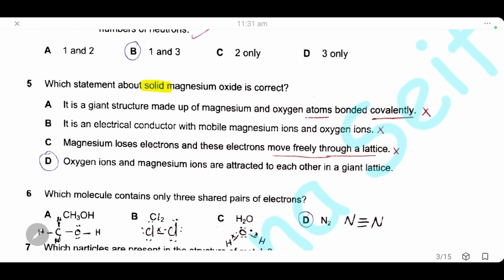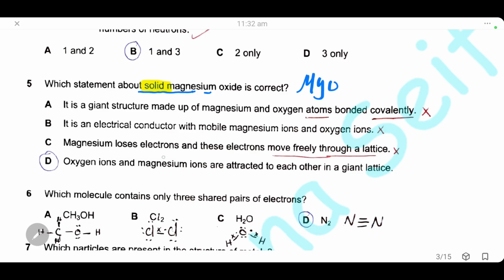Question 5. Which statement about solid magnesium oxide is correct? A. It's a giant structure made of magnesium and oxygen atoms bonded covalently. Of course, it's wrong. Magnesium oxide is an ionic compound. B. It's an electrical conductor with mobile magnesium ions and oxygen ions. This is, of course, a wrong statement. We can see here that the question says it's a solid magnesium oxide, and a solid ionic compound cannot conduct electricity because the ions cannot move.